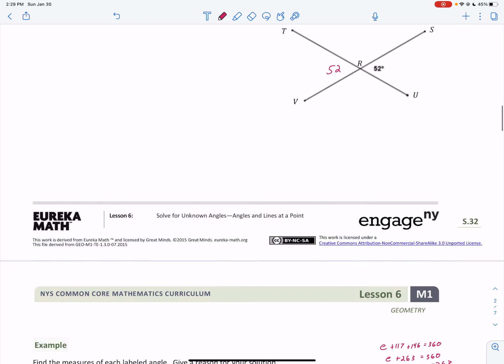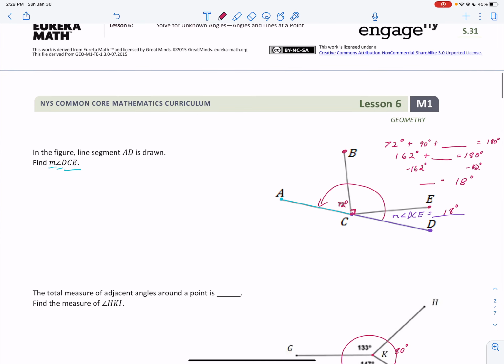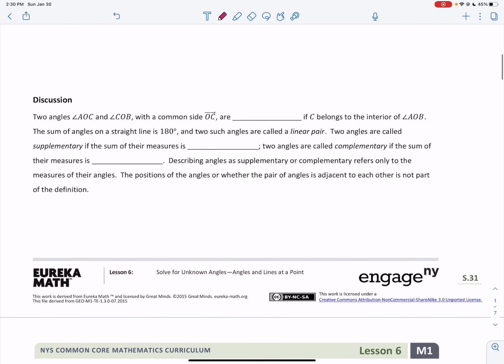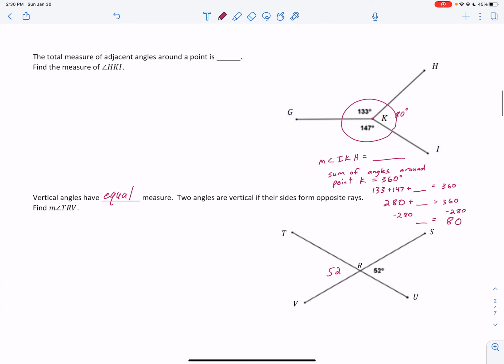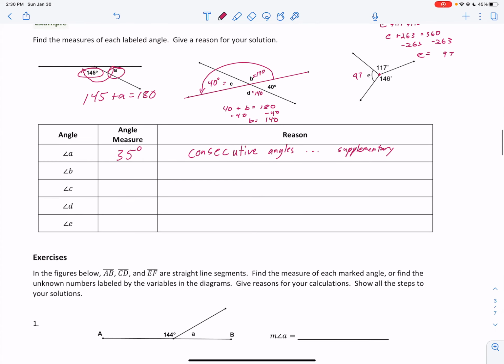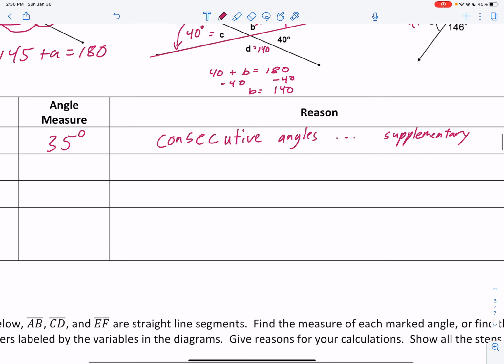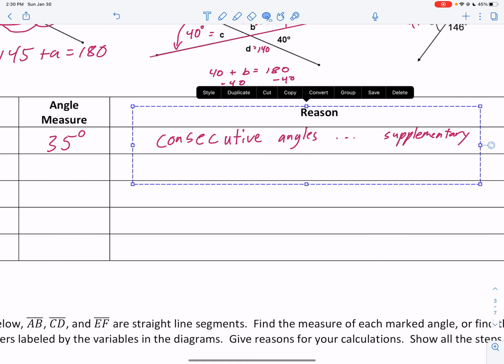And I actually believe it's somewhere up here. The sum of angles on a straight line is 180 degrees. Now that could be some good wording for this too, so you don't have to try to spell consecutive and embarrass yourself over and over again like me.